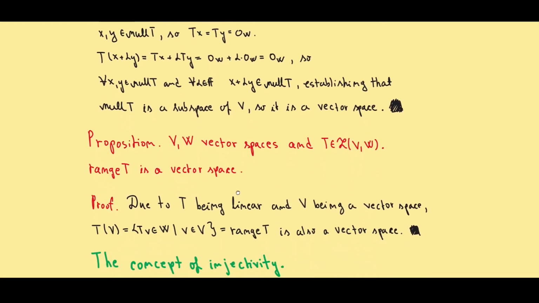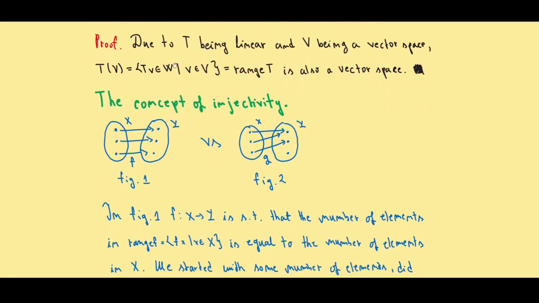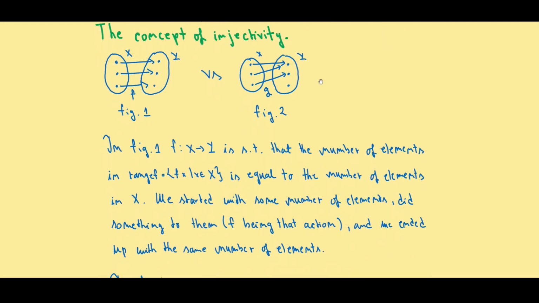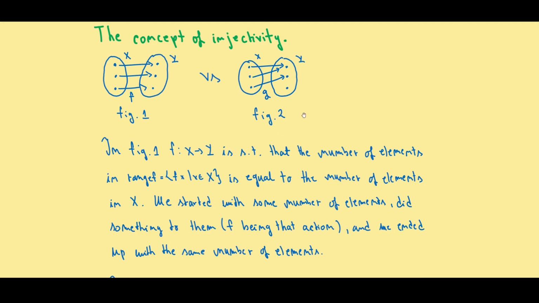Done. Next, let's show that the range of T is a vector space. Very simple. Due to T being linear, its whole job is to take vector spaces and transform them into other vector spaces. So V is a vector space, T is linear, so the range is also a vector space. Now, let's talk about the following concepts we will introduce and give a definition for.